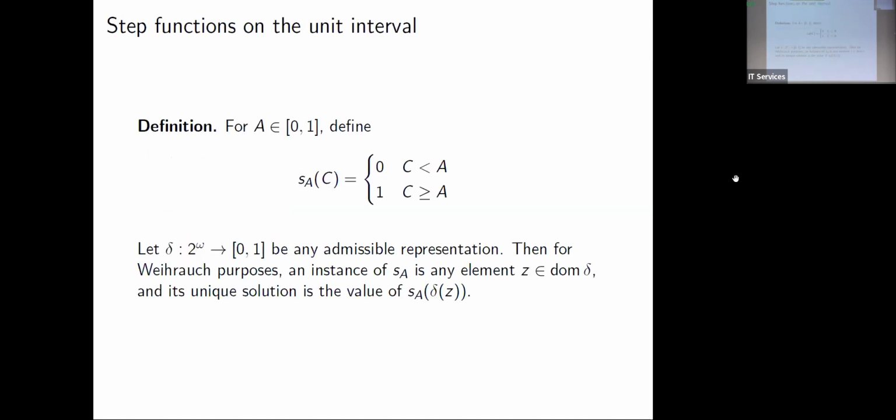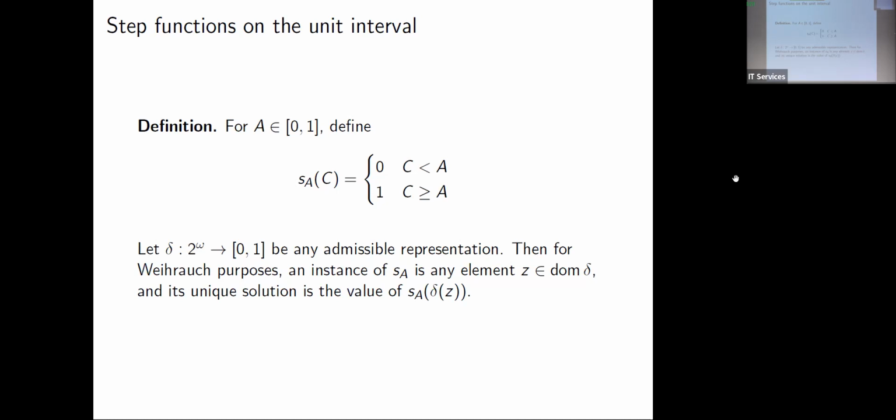But we can have step functions in the unit interval. And in order to deal with the unit interval, you just have to deal with representations. So fix any admissible representation that you like, using elements of Cantor space as names for real numbers in the unit interval. Then for Weihrauch purposes, an instance of this function that steps at A is actually not like the real number Z, but like any name for it. And then the unique solution to that Z is just what the step function at A outputs on delta Z, where delta Z is the real number that Z represents.